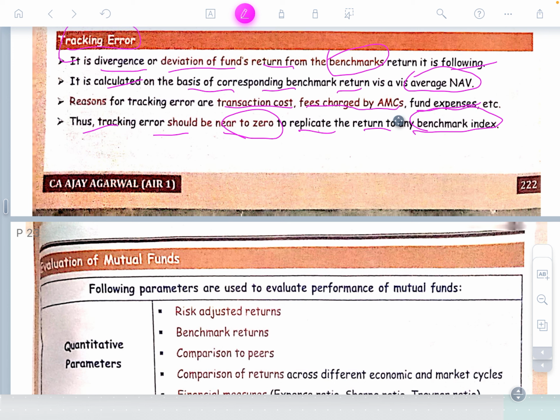How should the benchmark and the asset be tracked? When you calculate the tracking error, it should be nearly zero or zero, so that you can say exactly that this is the benchmark index for this asset. If you are not able to bring the tracking error number to zero, then it is not a proper calculation. There is a mistake in it, or the tracking error is not valid.